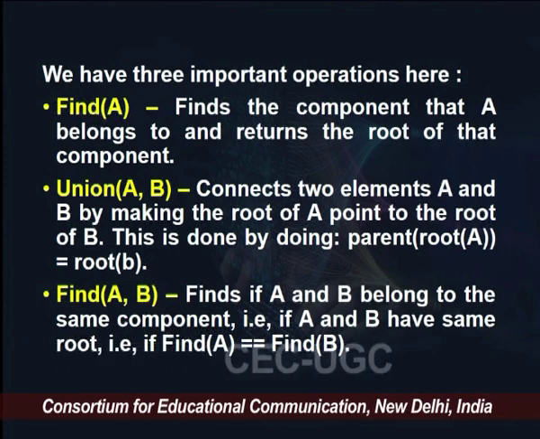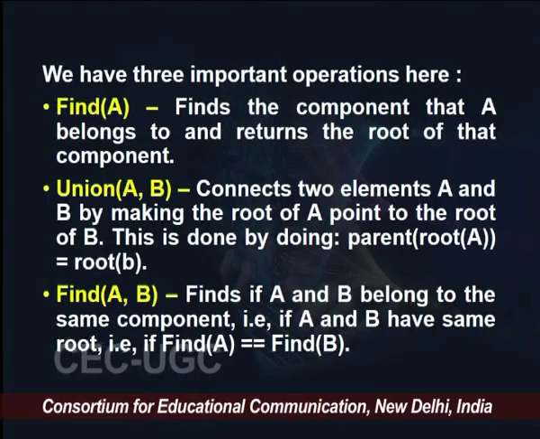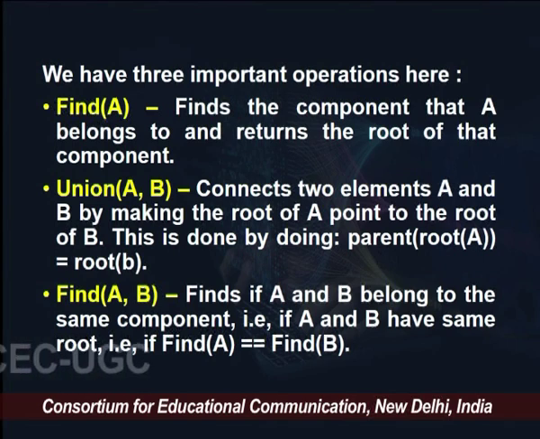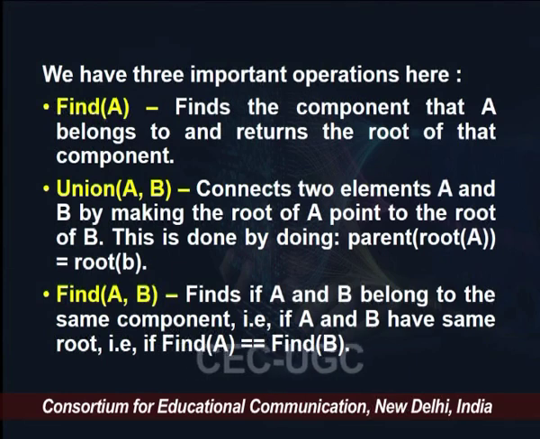So, when we talk about find A, this find A actually finds the component that A belongs to and returns the root of that component, which is nothing but the representative of that particular subset. As I told you, in the set A, B, C, let us say the representative element is A. So, for B it is the set whose representative is A, for C it is also the set whose representative is A, and the same goes with A as well. So, find A within the bracket is going to find the component that A belongs to and return the root of that component.